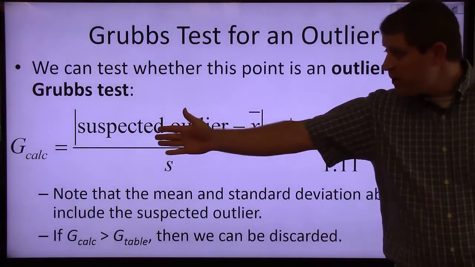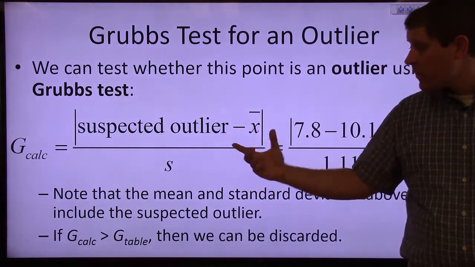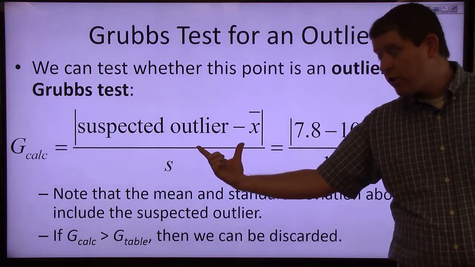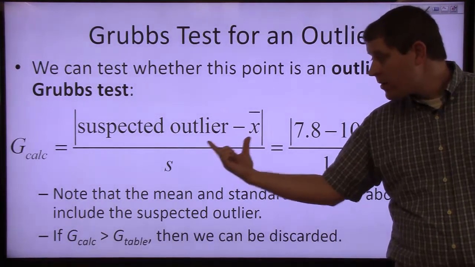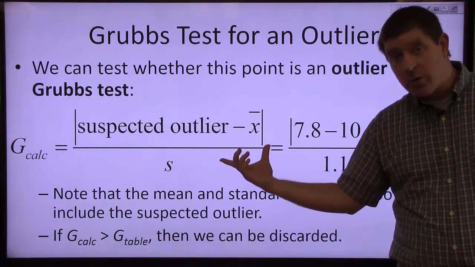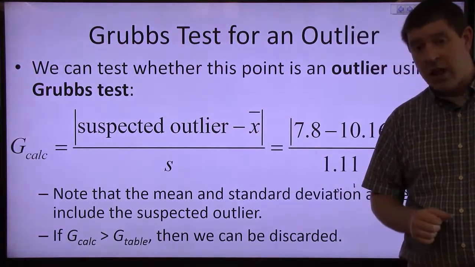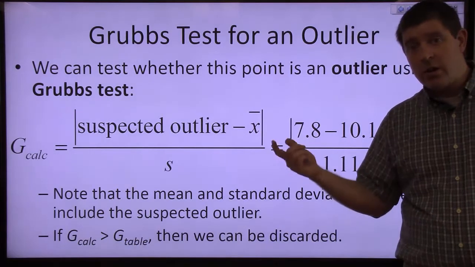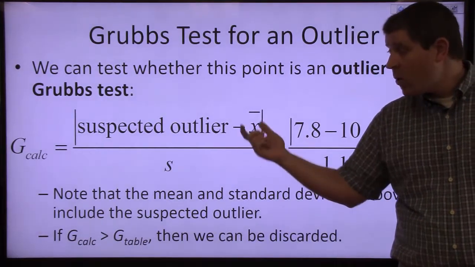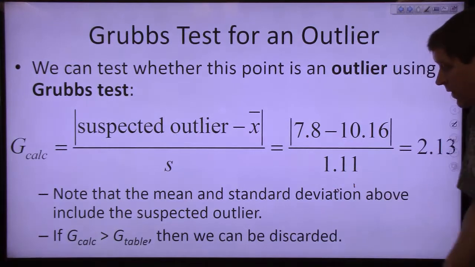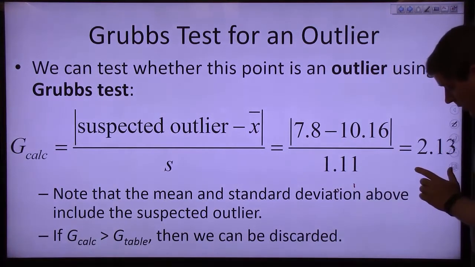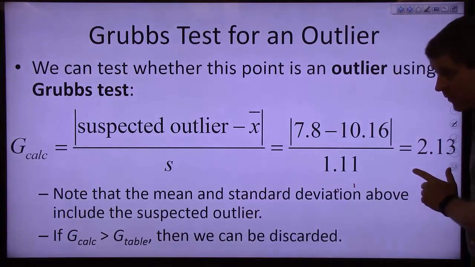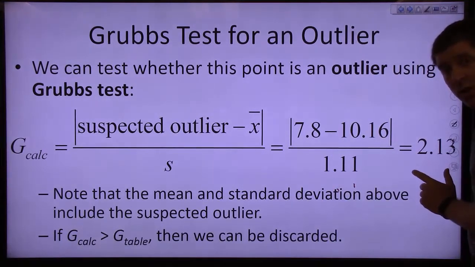So our g value, our Grubbs value, is equal to the absolute value of our suspected outlier minus the mean. That is the difference between our value and the mean, the absolute value of that difference, divided by the standard deviation. In other words, how many standard deviations is this value away from the mean? Which in this case gives us 7.8 minus 10.16 divided by 1.11, which is 2.13. So our value is 2.13 standard deviations away from the mean.